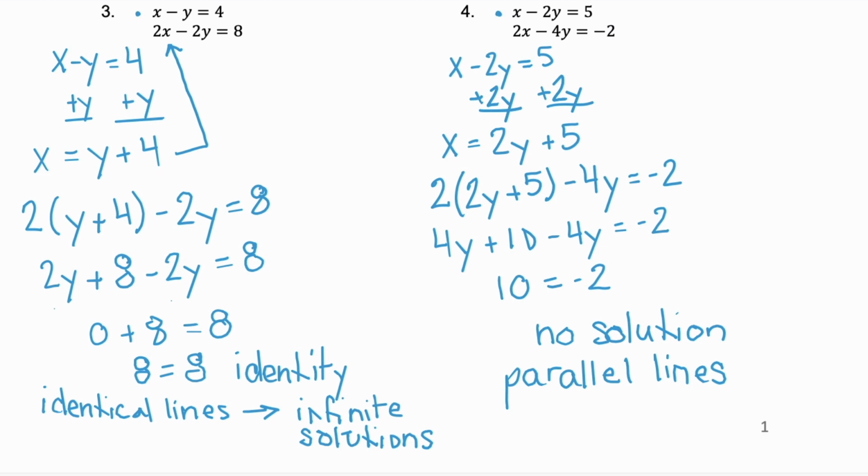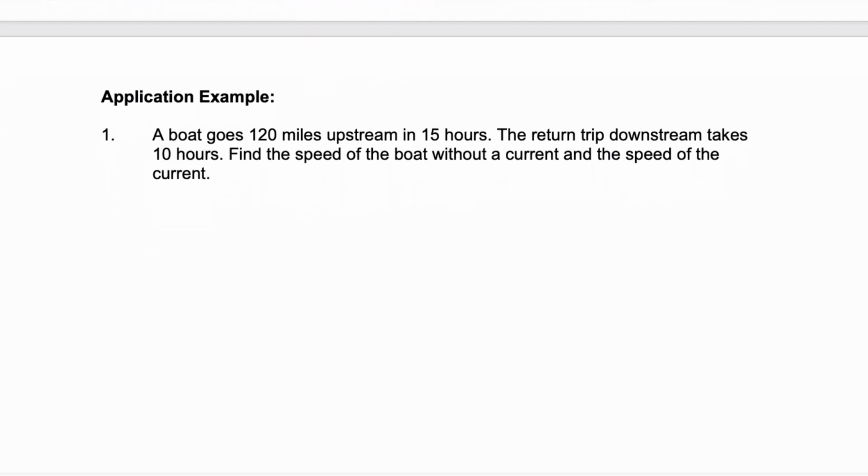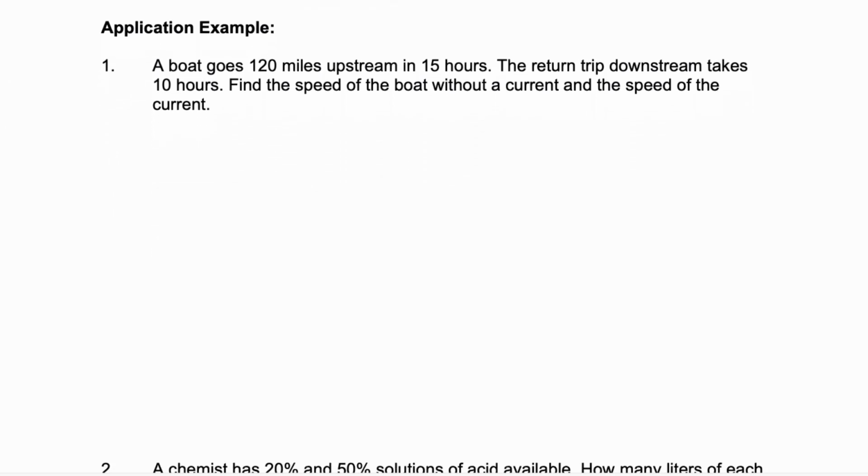Let's go to the second page and look at a couple more examples. Yep, everyone's favorite, application examples, word problems. So remember, we're going to read through the word problem first to get an idea of what's happening and what the question wants us to do. So question 1 tells us a boat goes 120 miles upstream in 15 hours. The return trip downstream takes 10 hours. Find the speed of the boat without a current and the speed of the current.